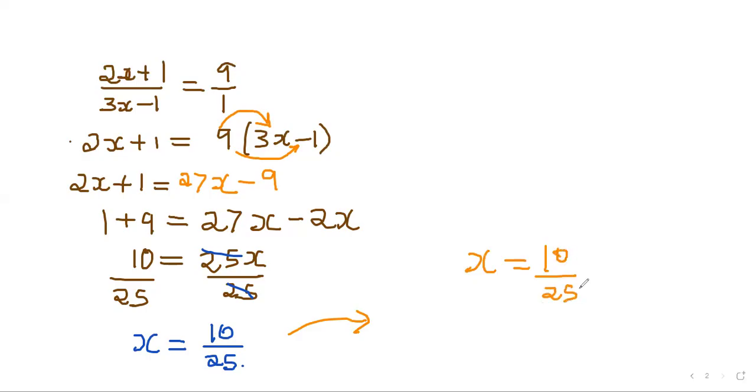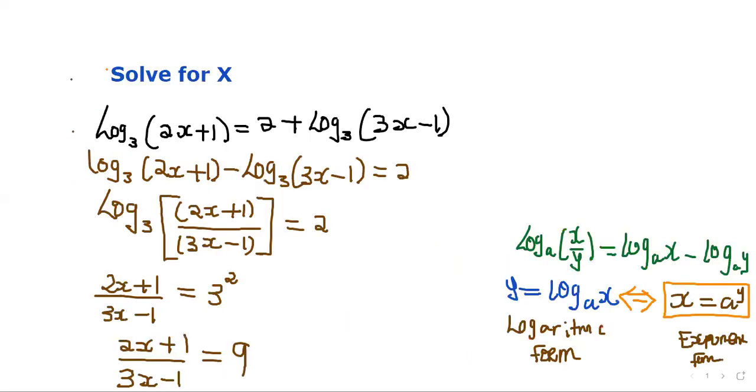Therefore, x equals, you ask yourself how many times does 5 go into 10? It goes 2 times. So it will be 2 over how many times does 5 go into 25? It goes 5 times. So your final answer will be 2 over 5. Or you can simply press the calculator, 10 over 25, and you're going to get 2 over 5. So that is the final answer, guys. That's how we solve this.